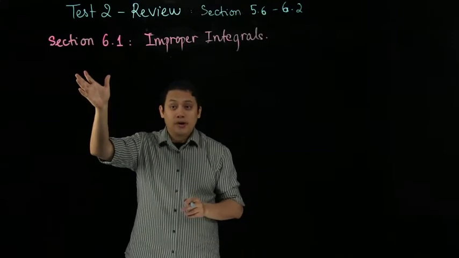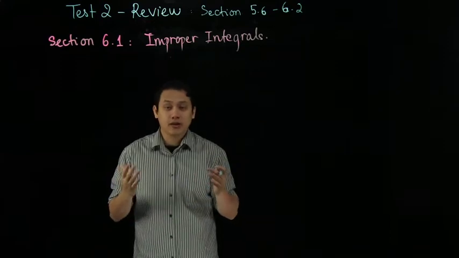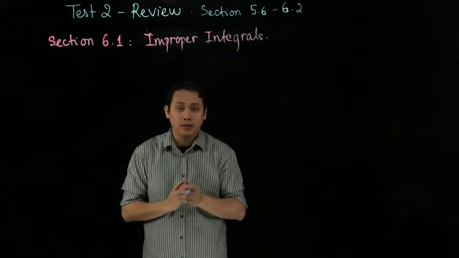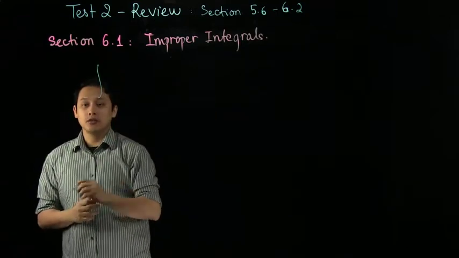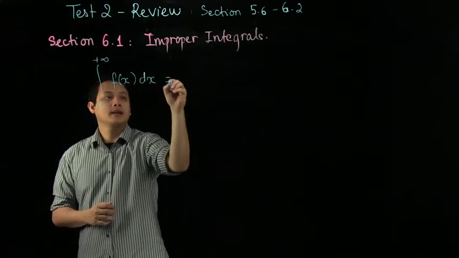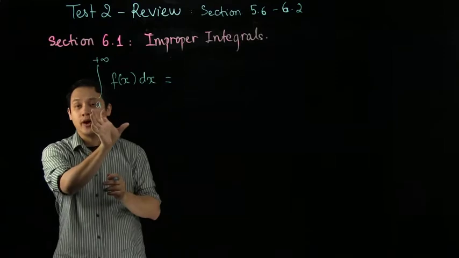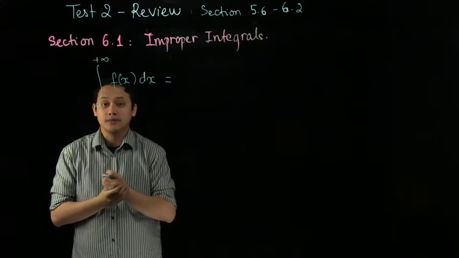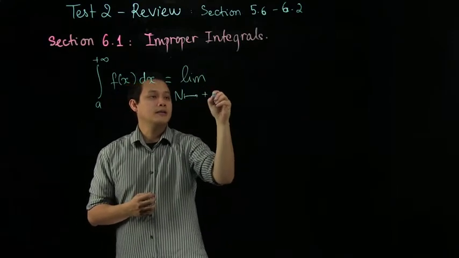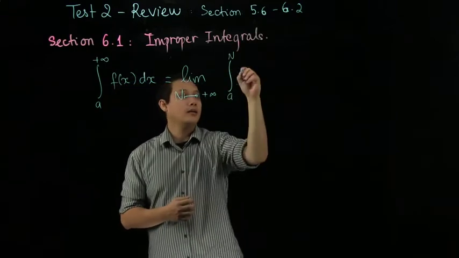In section 6.1, we start with learning about improper integrals. So as I mentioned, there are three types of improper integrals, but we're just going to address two formulas in improper integrals. The first one is the integral from a to positive infinity of f of x dx. And to even tackle this kind of improper integral, you have to rewrite the improper integral into the limit of definite integral. That is the limit as n goes to positive infinity of the definite integral from a to capital N of f of x dx.